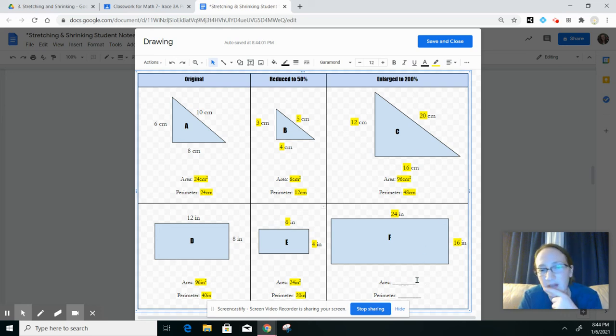Okay, and last but not least, 24 times 16. I'm not shy to use my calculator. 24 times 16, 384 inches squared. And our perimeter, 24 plus 16 is 40, times 2 will be 80.